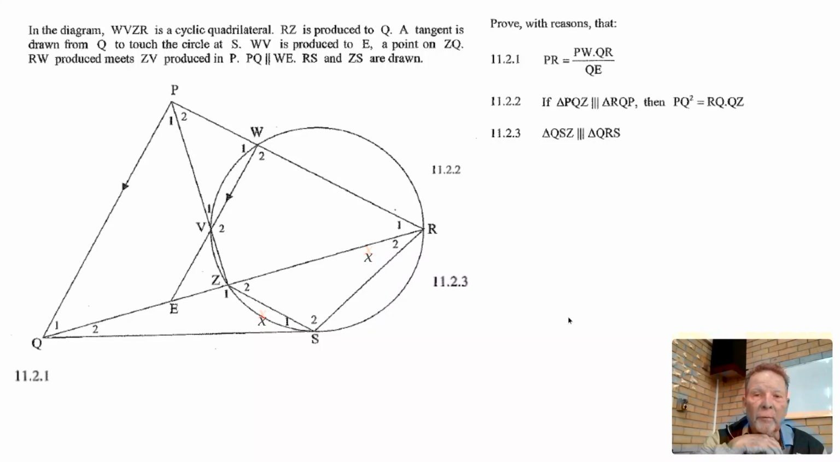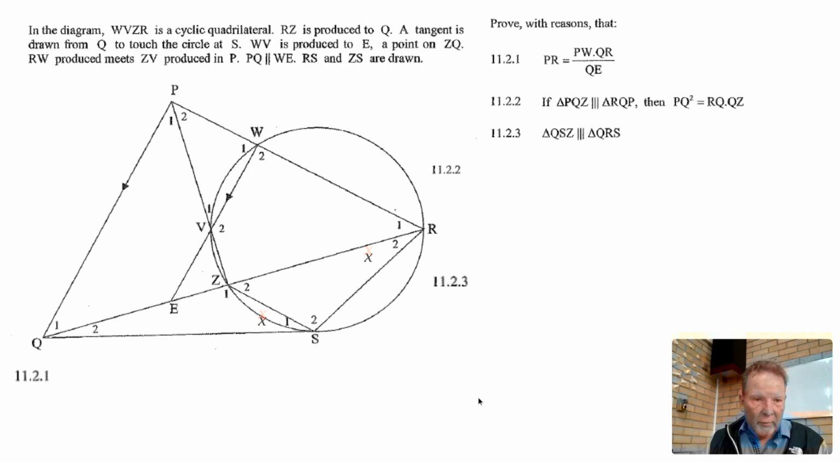Okay, these first three questions in this last question are kind of reasonable, but the very last question is quite challenging. Let's just see it. We're supposed to prove with reasons that PR equals PW times QR divided by QE. We read all this carefully about the parallel lines and that we've got a tangent here. So the tan chord theorem is going to mean those two angles are equal.